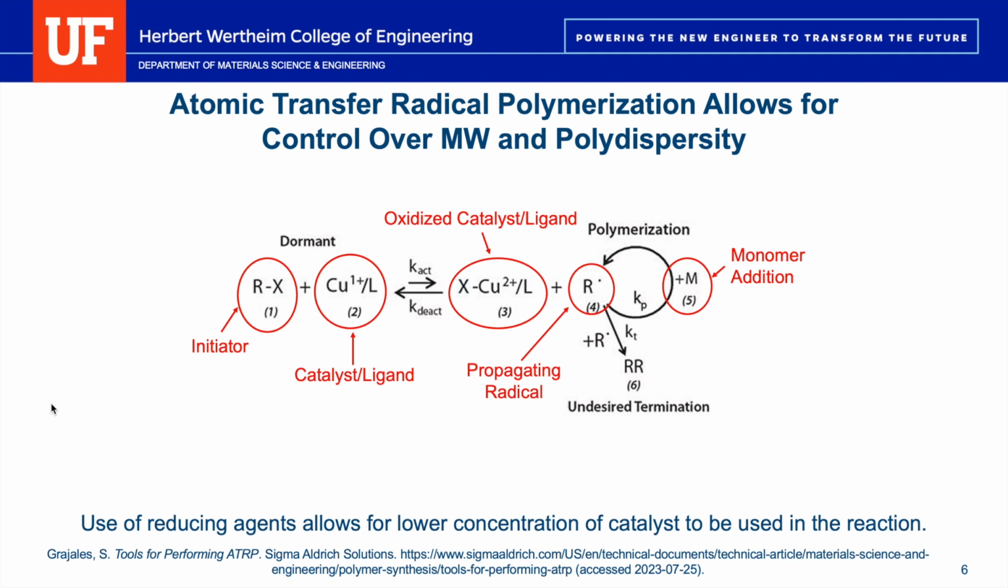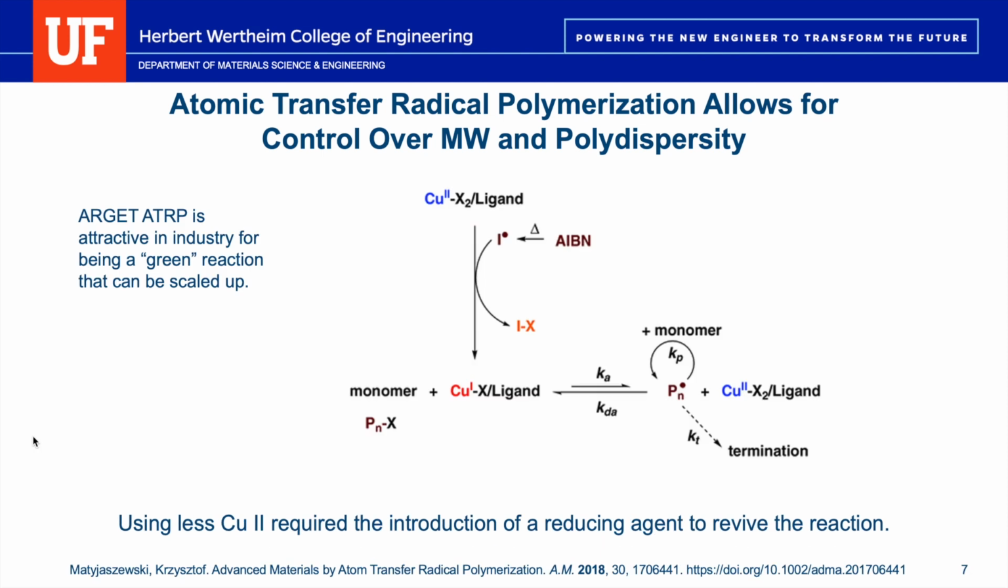In our case, we decided to use ARGET ATRP, where a low concentration of catalyst is used in conjunction with a reducing agent to regenerate copper 1 from the irreversibly formed copper 2 in termination process. As seen in this figure, introducing a reducing agent allows for reviving the oxidized catalyst and allows to once again move the reaction forward for polymerization growth. This is especially attractive in industry as it reduces costs and is considered a green reaction.